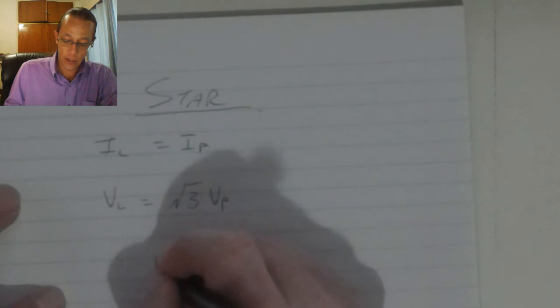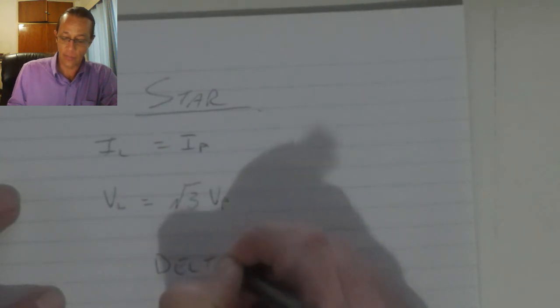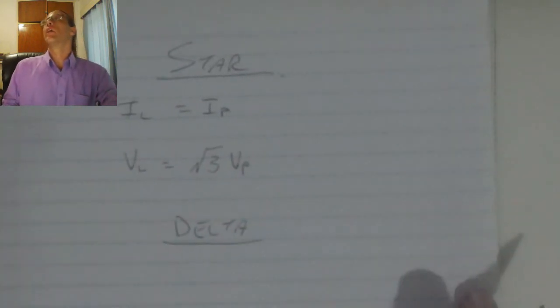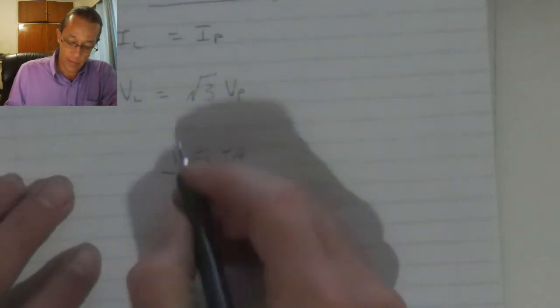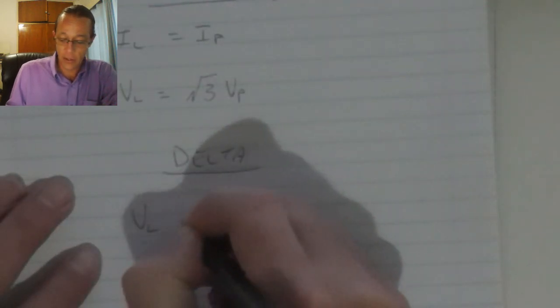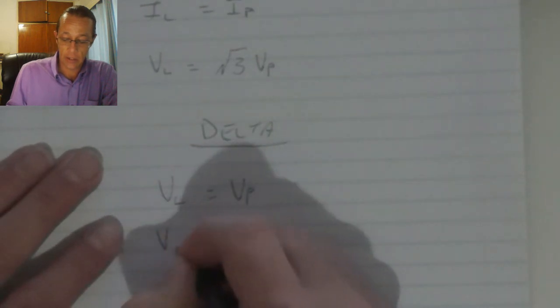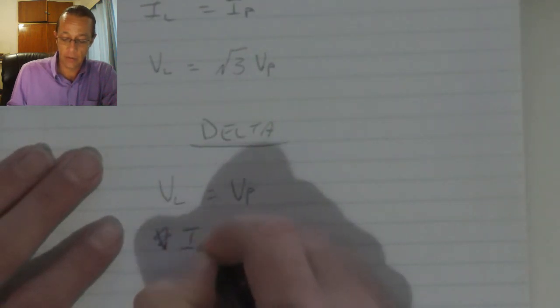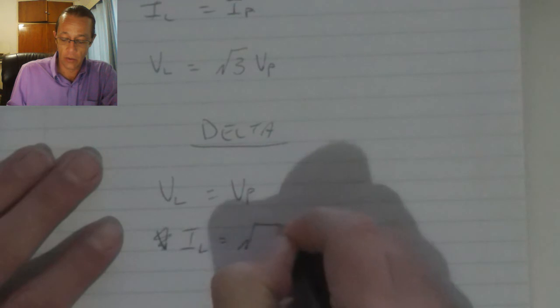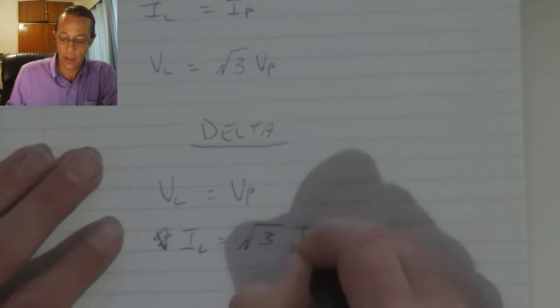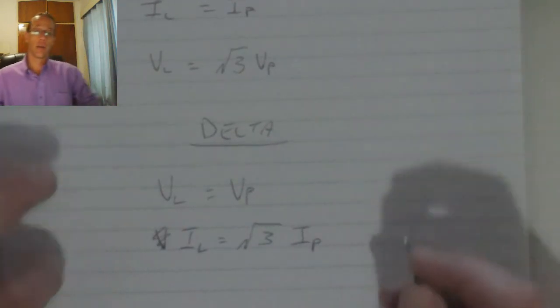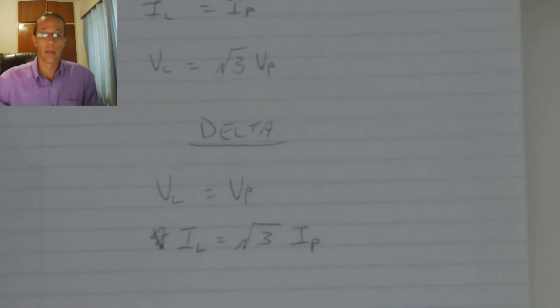With the delta configuration we get the exact same scenario. However, my line voltage and my phase voltage are equal, and then my line current is equal to square root of 3 multiplied by my phase current, for the same reason.